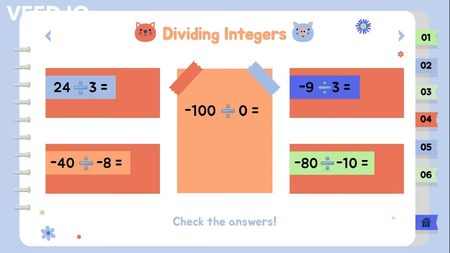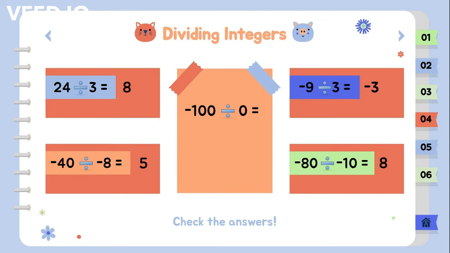Now try these 5 questions, and they're all about dividing integers. Alright, I will solve them. 24 divided by 3 is just 8. Negative 40 divided by negative 8 shall be 5. Negative 9 divided by 3 will be negative 3 because negative 9 has a negative sign, while 3 is just a positive number. Negative 80 divided by negative 10 will be 8 because their signs are the same.